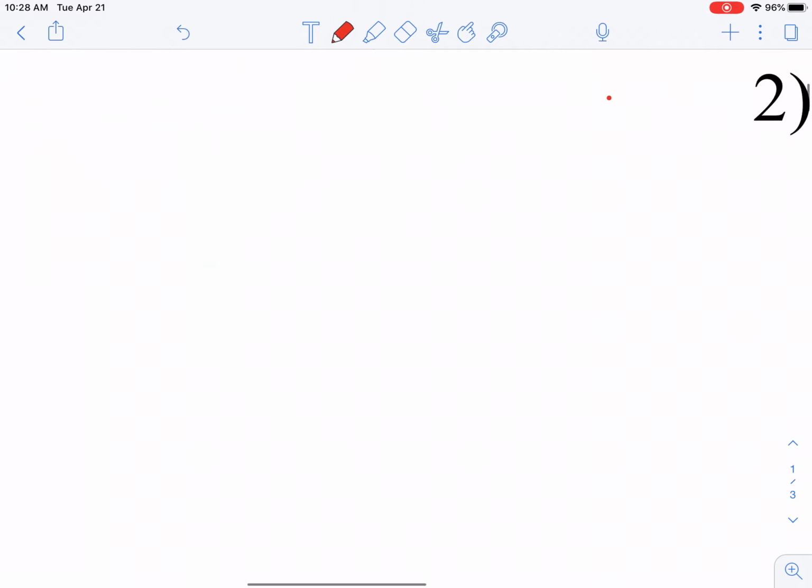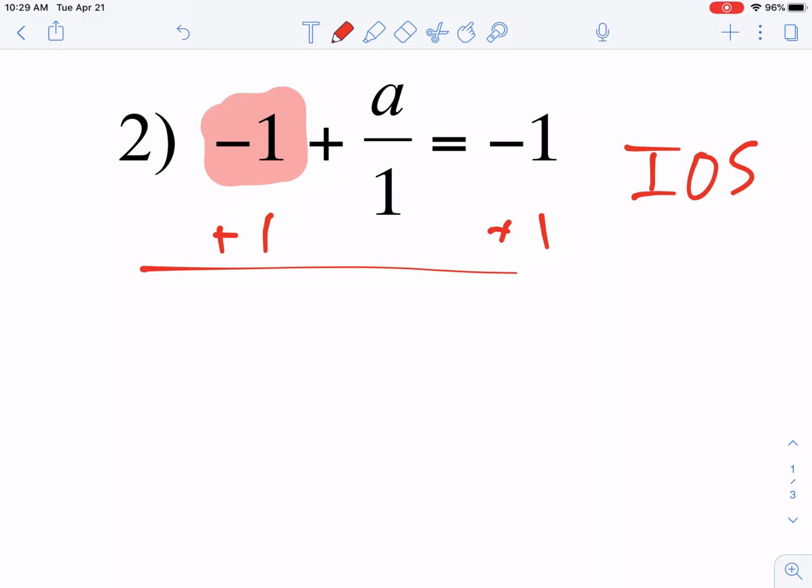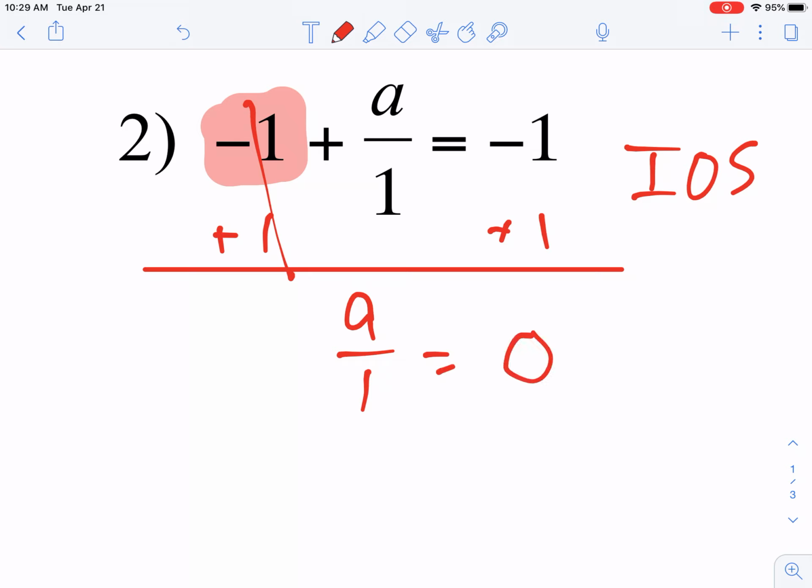All right, looking at number 2, this time we're going to go through these a little bit differently. We want to get rid of this negative 1. Now, I say minus 1, but understand that minus 1 and negative 1 mean the same thing. So this is really going to be the inverse of subtraction. And so we're going to add 1 here. We're going to add 1 here. Again, you're more than welcome to use Desmos. These cancel out. A over 1 drops down. And negative 1 plus 1 is simply 0.